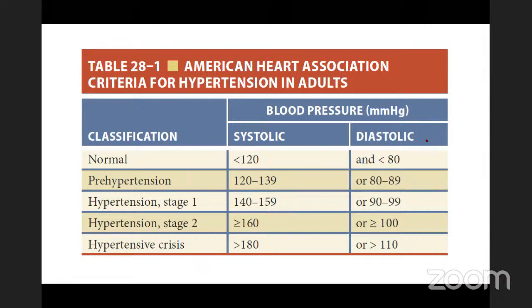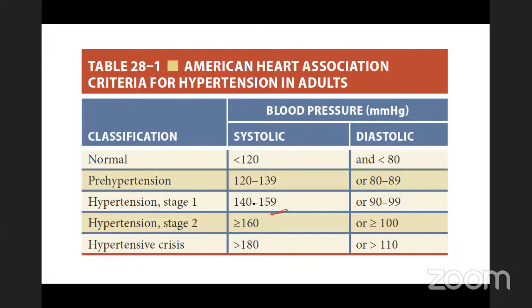Stage 1 hypertension is where we have to start the treatment. That is about 140 to 159 millimeters of mercury systolic, and diastolic will be 90 to 99. Stage 2 will be more than 160. Hypertensive crisis, we call it, is systolic more than 180 and diastolic more than 110.